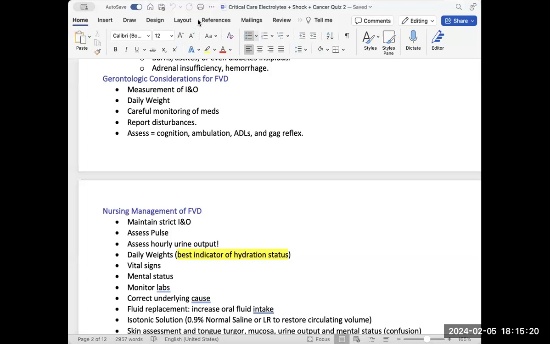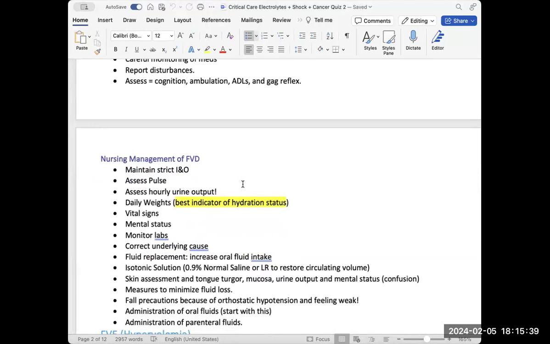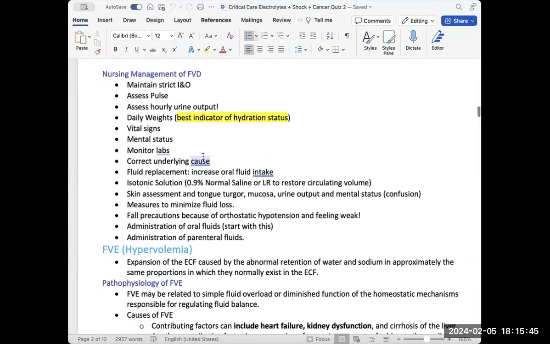But for these, we really want to watch for daily weights and I&Os, especially because daily weights are the best indicator of hydration status. And if I had a question on the quiz asking which would be the best or most effective way of managing fluid volume excess or fluid volume deficit, I would pick daily weights. And that's because if you lose a certain amount of pounds, let's just say 3 pounds in a day, that means you're losing a lot of fluid. Something's leaving your body. If you gain 3 pounds in a day, that means you're gaining a lot of fluid. So that's why weight tells us a lot about the patient.